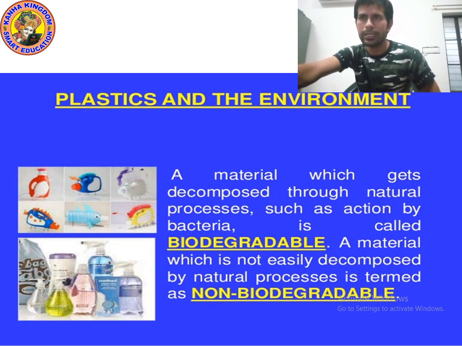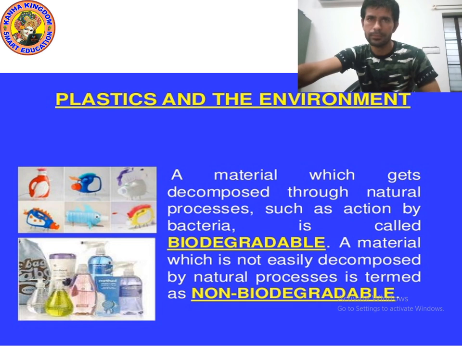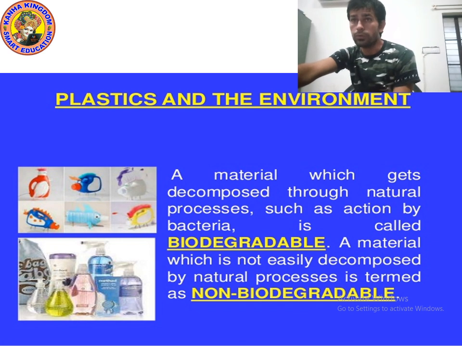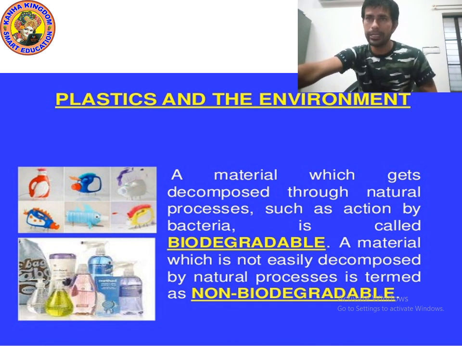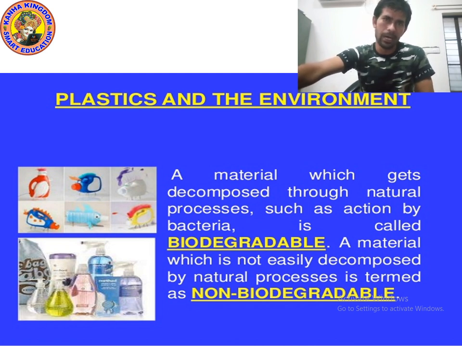Please write down. I am giving you 10 seconds. So kids, there are two types of material on the basis of decomposition, biodegradable and non-biodegradable. A material which gets decomposed through natural process such as action by bacteria is called biodegradable, and a material which is not easily decomposed by natural process is termed non-biodegradable. Remember kids, all plastics are non-biodegradable. Now let's move on to the next point.